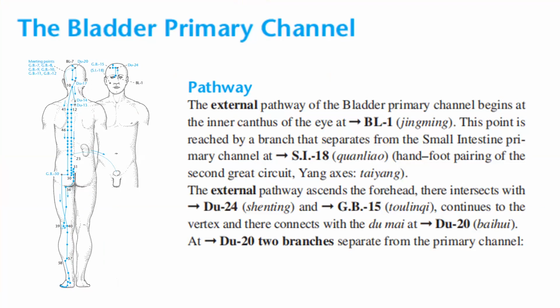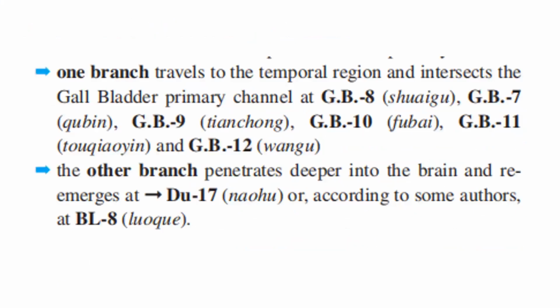The external pathway ascends to the forehead where it intersects with Du-24 and GB15, continues to the vertex and there connects with Du Mai at Du-20. At Du-20, two branches separate from the primary channel. One branch travels to the temporal region and intersects the gallbladder primary channel at GB8, GB7, GB9, GB10, GB11, and GB12. The other branch penetrates deeper into the brain and re-emerges at Du-17, or according to some authors, at Bladder 8.